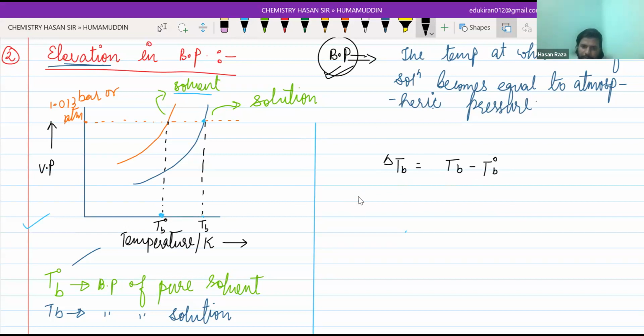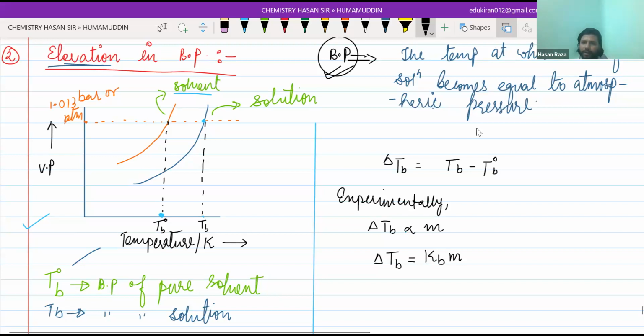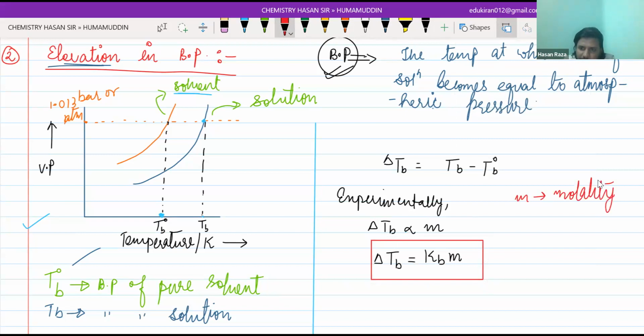And experimentally we found that delta TB is directly proportional to molality. To remove this proportionality, there is a constant known as the ebullioscopic constant, so delta TB equals Kb into m. The small m is your molality. I'm going to write here, m is molality, and this delta TB is the difference in boiling point of solution and solvent.